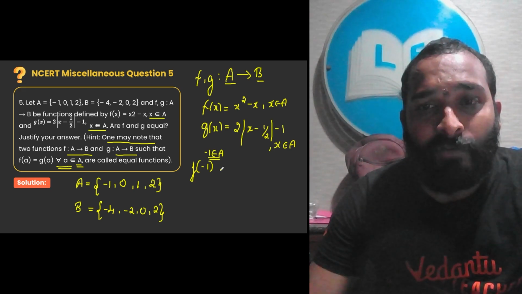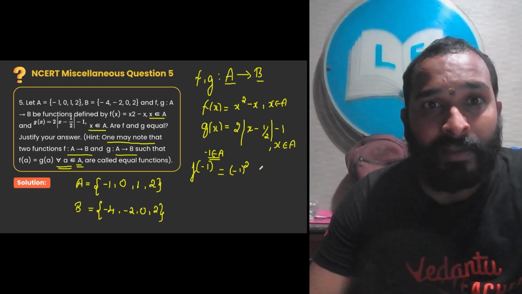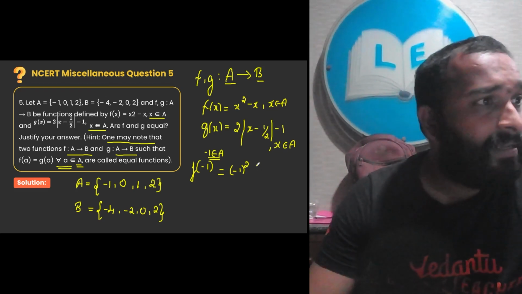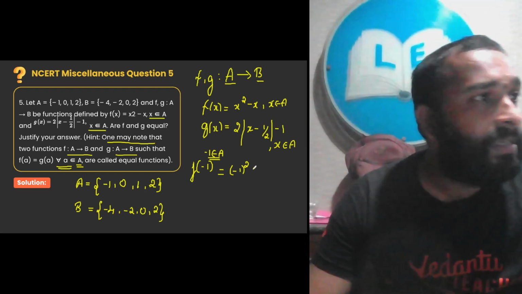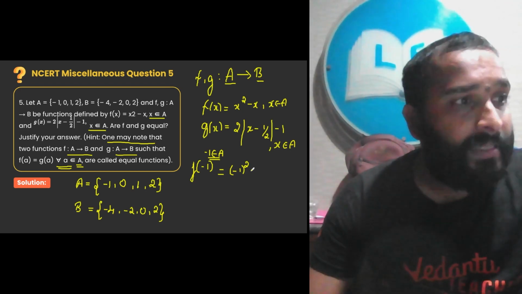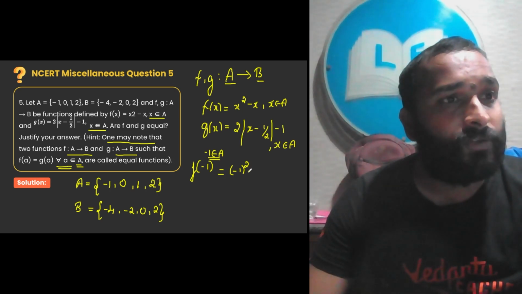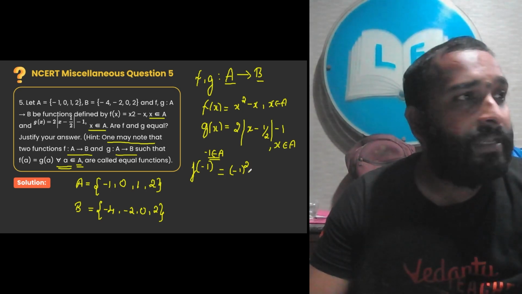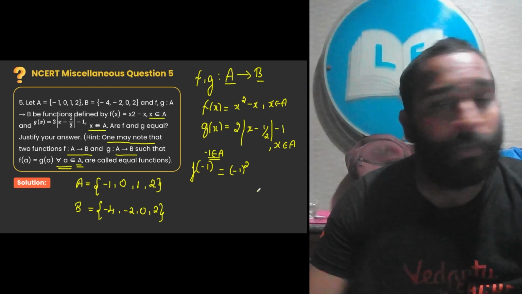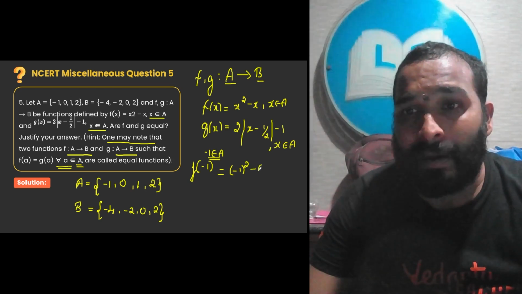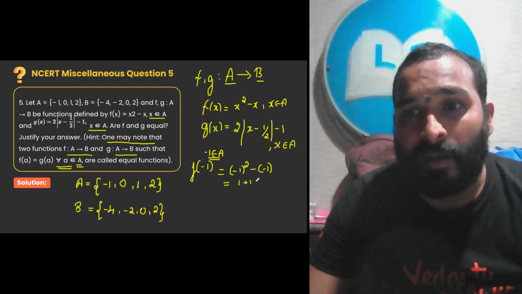So when you're checking for f of minus 1, substitute, children. What do you get? F of x is x square minus x. So when you're substituting in x square minus x, what happens? Minus 1 the whole square, that is 1, and minus of minus 1, correct? So what do you get here? You get 1 plus 1, which is equal to 2.